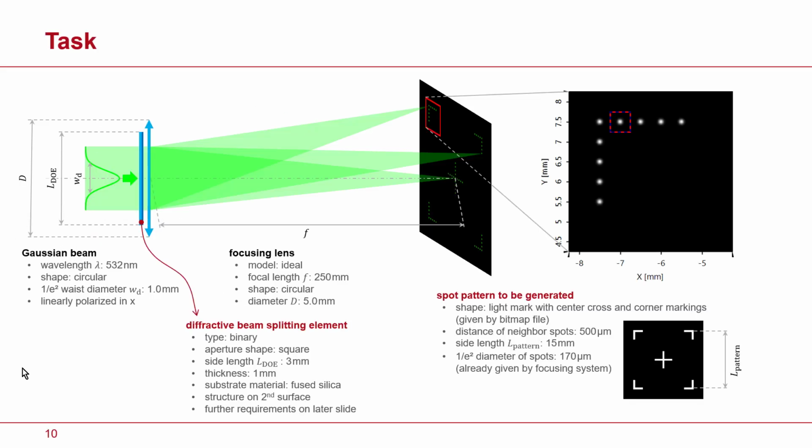This is the actual task. I don't go into all the details. We have a Gaussian input beam. We'd like to have a diffractive beam splitting element of a binary type with fused silica structured on the second surface. Then an ideal lens; for our simulation here, we assume we have a very good lens. And in a distance of 250 millimeters, we want to generate this light pattern but with separated spots. So each pixel's center point indicates to the design algorithm the center of a deflected focused Gaussian spot. The pattern should have a length of 15 millimeters.